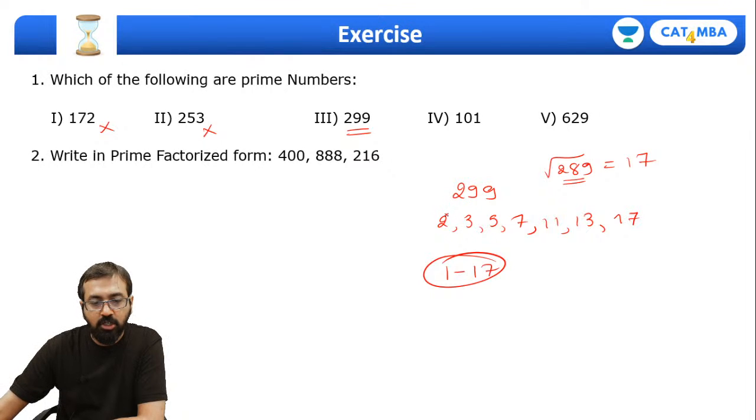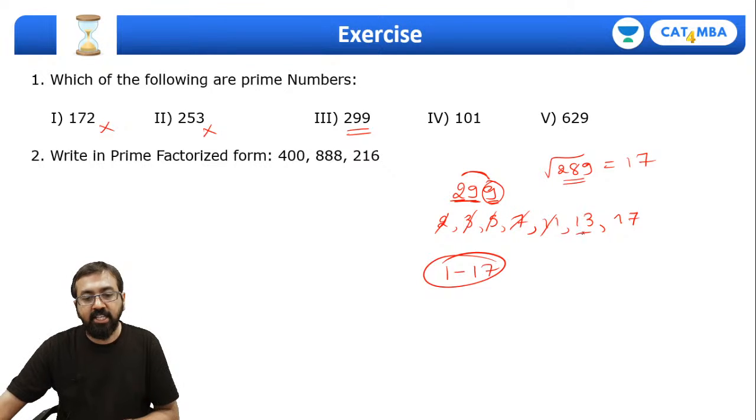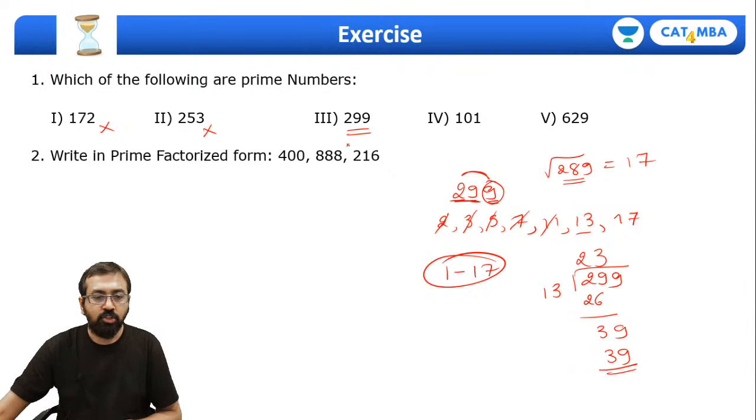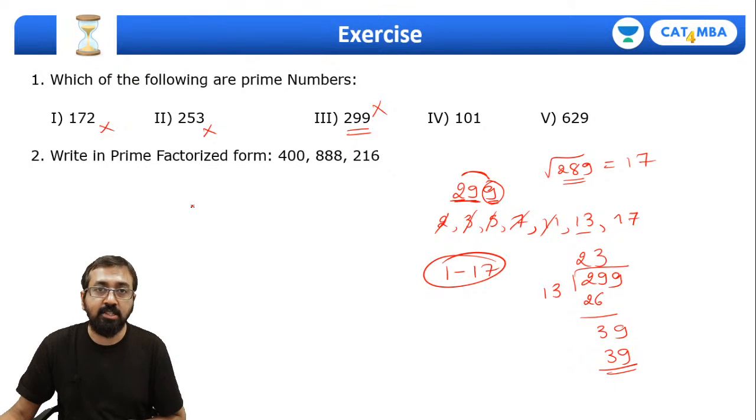The number is not divisible by 2, and not divisible by 3, because if you look at the sum of the digits, it's 20. So not divisible by 3. 5, by checking the last digit, not divisible. 7, so 9 2s are 18, 29 minus 18 is 11, not divisible by 7. 11, check for alternate digit summation: 2 plus 9 is 11, minus 9, it's 2. It's neither 0 nor 11, so not divisible by 11. 13, so 299 divided by 13. 13 2s are 26, okay, 3, 9, 13 3s are 39. Perfectly divisible, right? So this number is not a prime number because it's perfectly divisible by 13. 13 into 23 is 299.